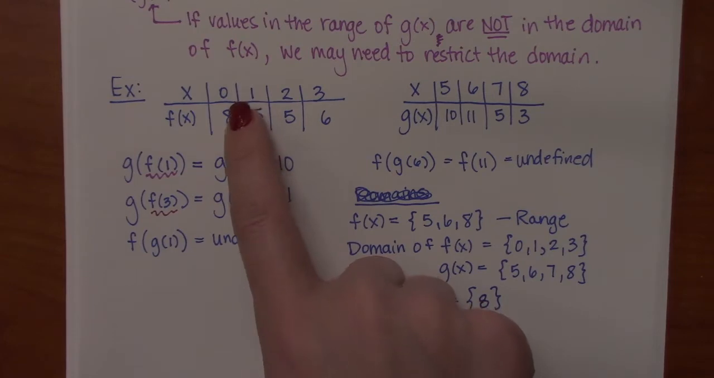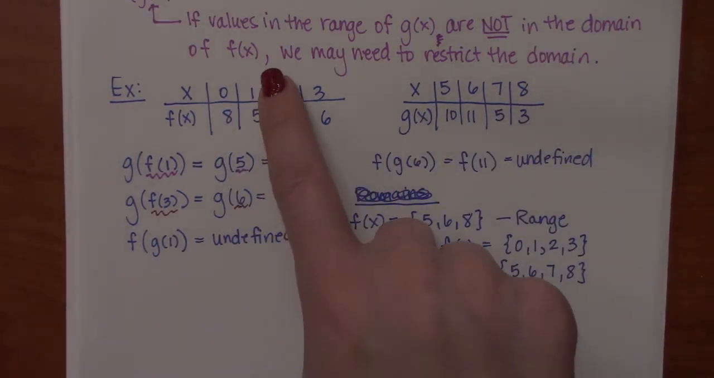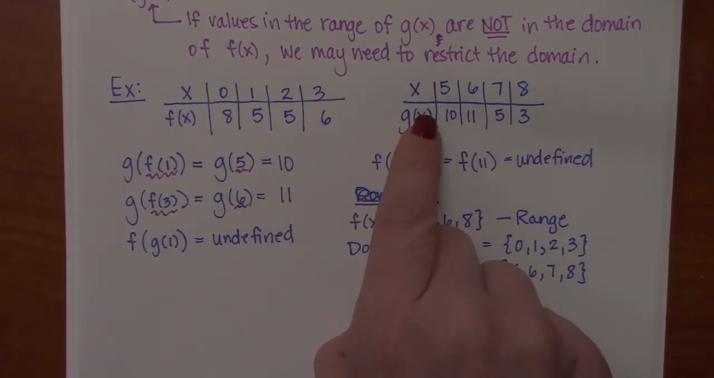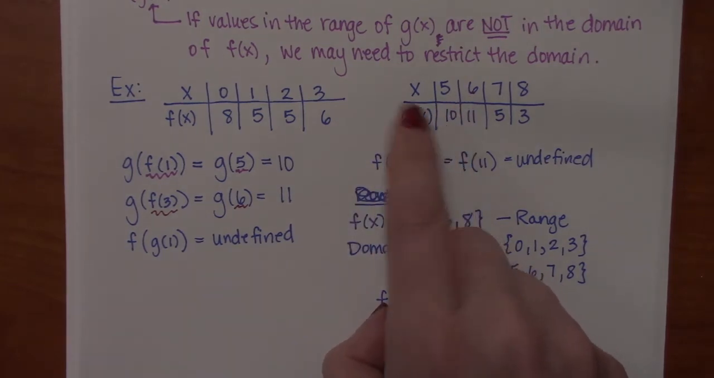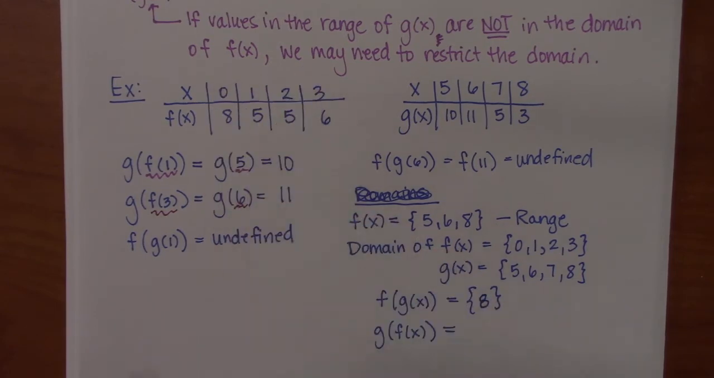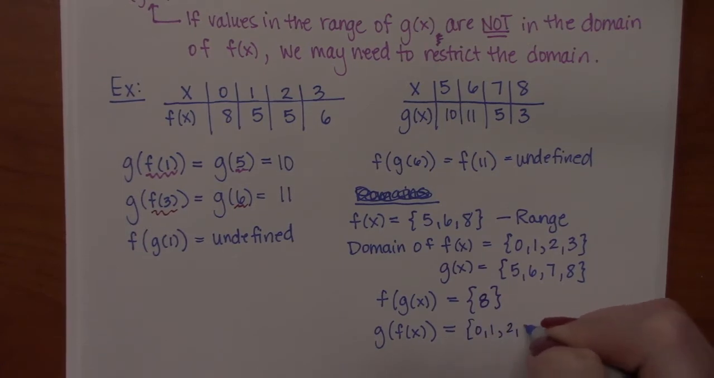So if I plug in 0, I would get 8, and then 8 would return 3, right? If I plug in 1 or 2, I get 5, and 5 would return 10. If I plug in 3, I get 6, and then 6 would return 11. So all the original values in the f of x function would be allowed to be plugged in. And so the domain of this is 0, 1, 2, and 3.